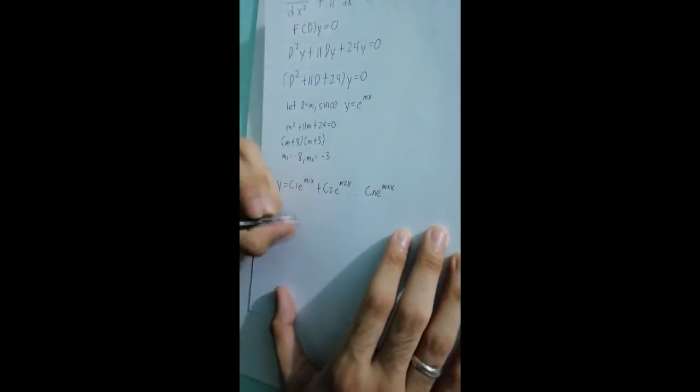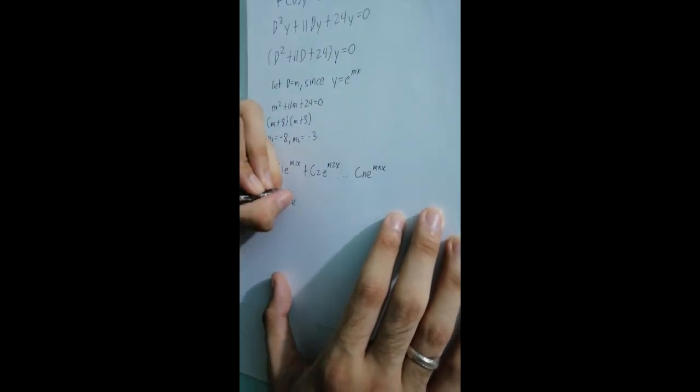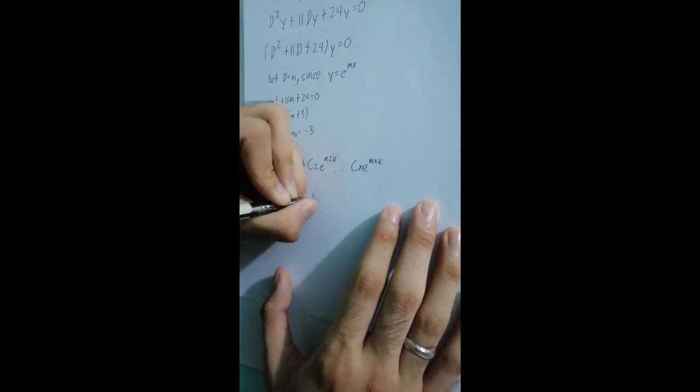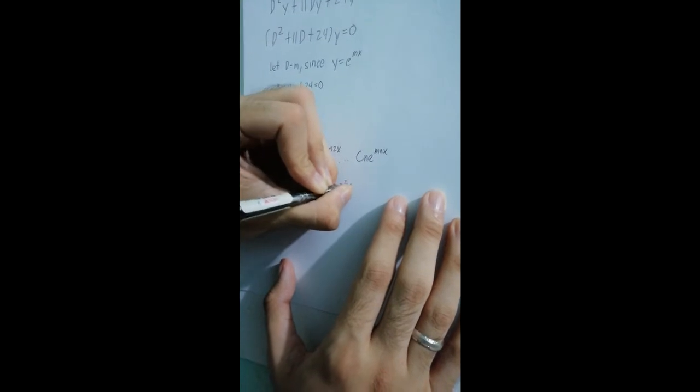So our final answer will be y is equal to c1 e raised to negative 8x plus c sub 2 e raised to negative 3x. That's the final answer.